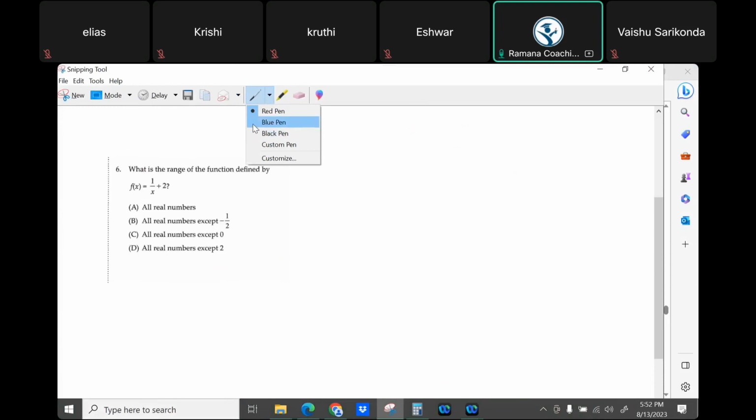Do all of you see a rational function here? Of course not. Rational is a fraction. That's a fancy word for rational. So you see a fraction here, right? So this is a rational function.